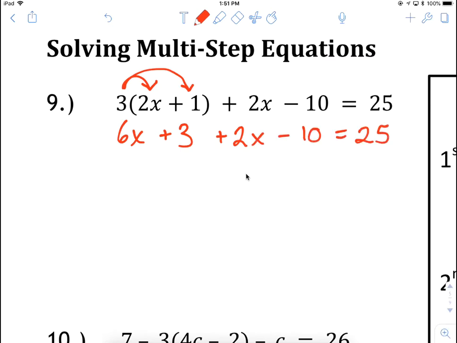Okay? Our next step is to combine, and we've been talking about combining. We said we got to look for all the x's to go together. 6x plus 2x would make 8x's. Same thing here. A positive 3 and a minus 10 would make a negative 7. Now, why do you think I did not combine them with the 25? If you said it's because it's on the other side of the equal sign, you are absolutely right. We're going to leave that 25 alone until we start solving, okay?